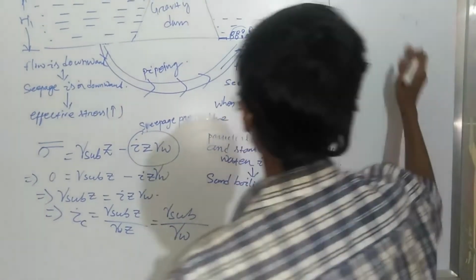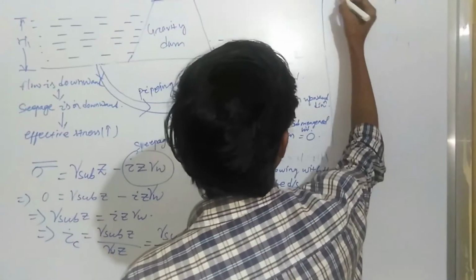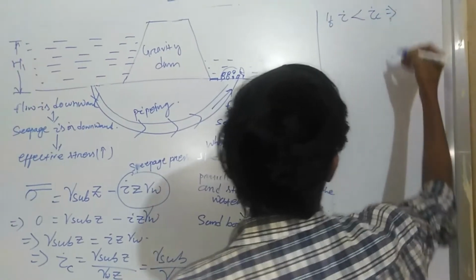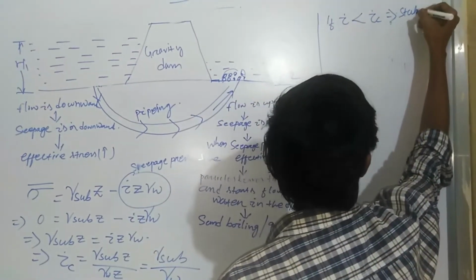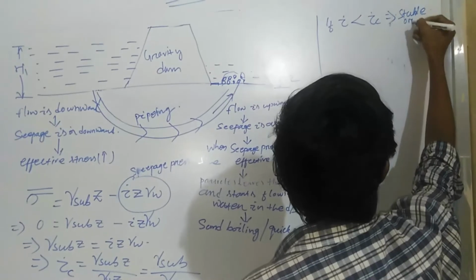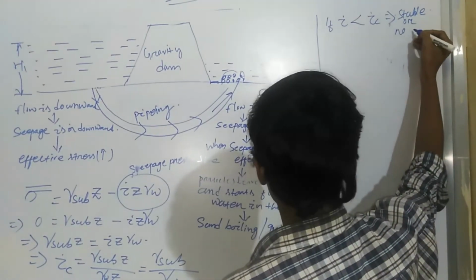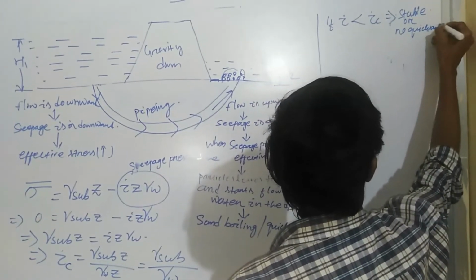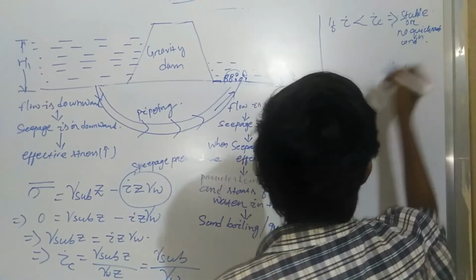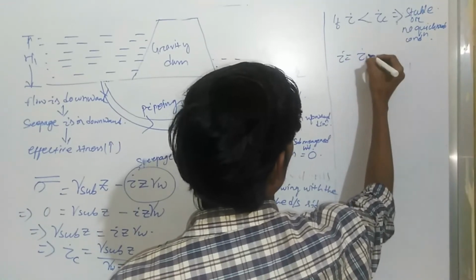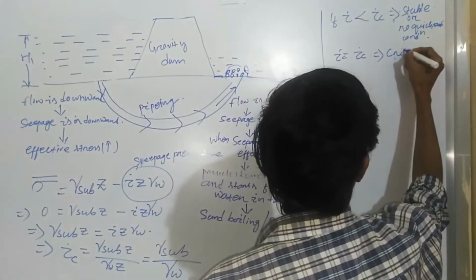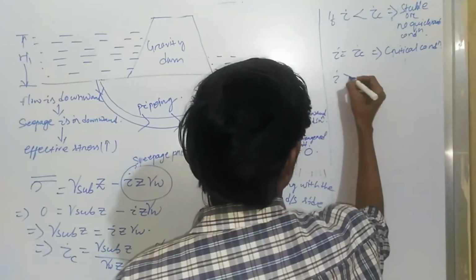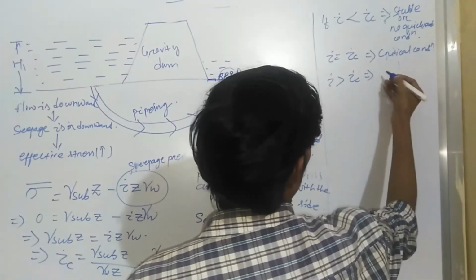So we can write, if i is less than i_c, then this is the stable condition, or no quicksand condition. If i equals i_c, this is the critical condition. If i is greater than i_c, then this is the quicksand condition.